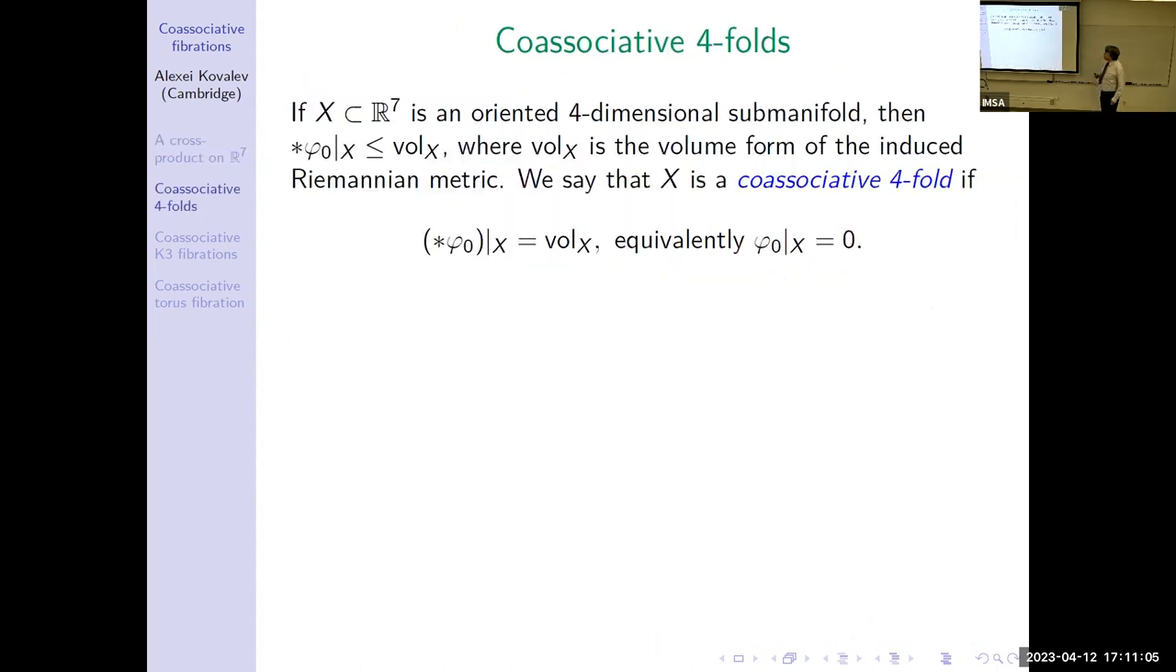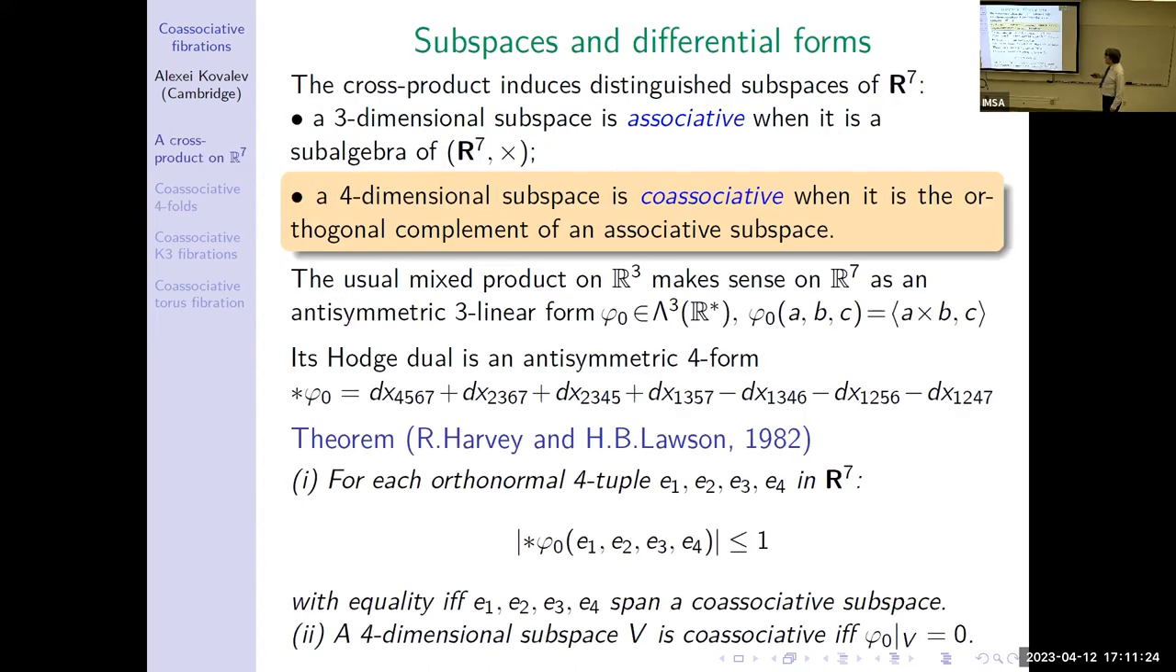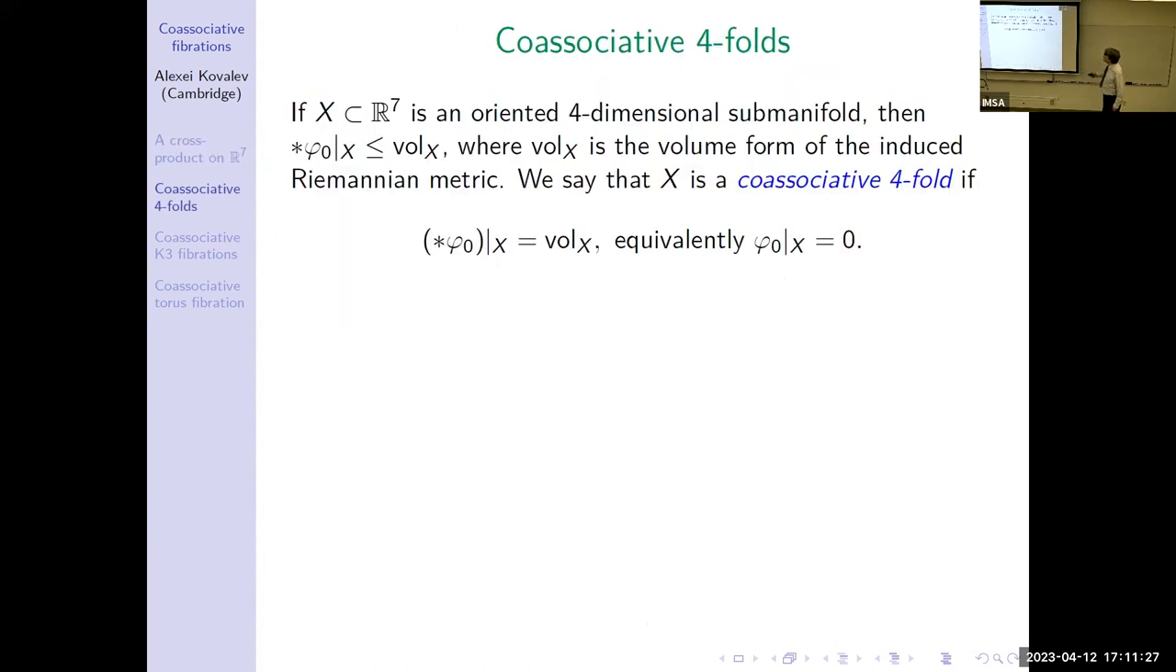Now we'll start thinking of manifolds. First, I'll pretend that manifolds live in 7-dimensional space, although very soon I'll pass to a more general manifold. But first up, suppose X is a 4-dimensional submanifold in R7. The Harvey-Lawson inequality guarantees that if we induce a metric on X and we use orientation, we can write down the Riemannian volume form. That's a four-form on a 4-dimensional manifold, a 1-dimensional space with preferred direction due to orientation. So it makes sense to compare with the restriction of star phi naught. And it turns out that it would be less than or equal.